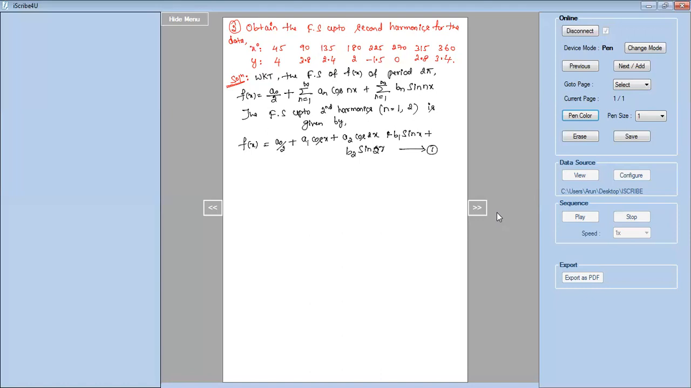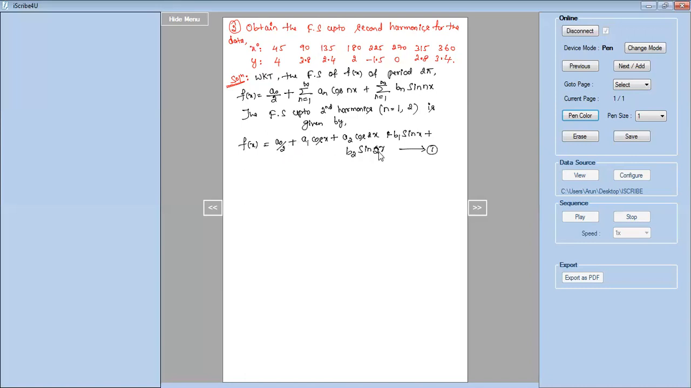Okay. So this is the Fourier series up to second harmonics for a problem. I just substituted n equal to 1 first and then n equal to 2. So here a0, a1, a2, b1, b2 are the Fourier coefficients. So we have to find those. Now to find the values of a0, a1, a2 and the rest, we have a formula.